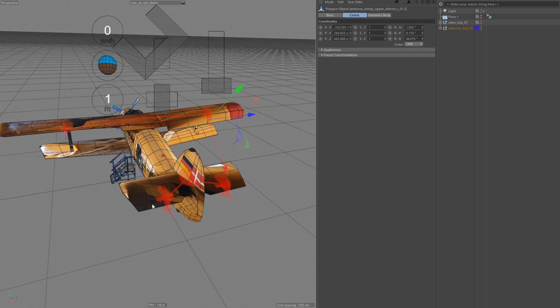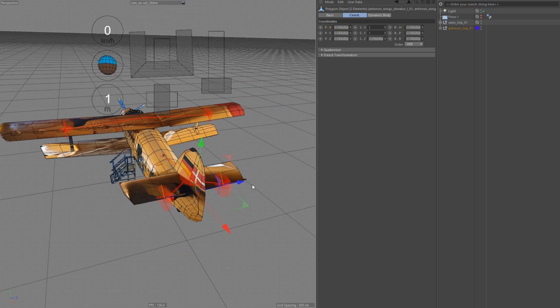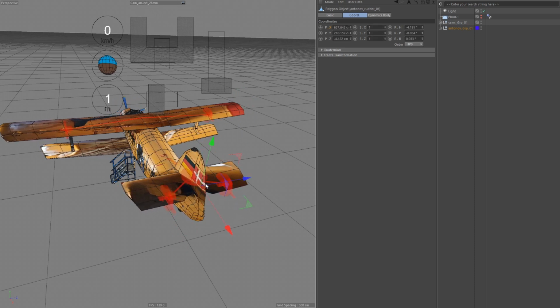the left side. Similarly, in the back, we have the elevator that controls the pitch of the airplane, and by going up and down, it either lifts or lowers the nose of the airplane. The rudder controls the yaw, so swung to the left, we turn left, and swung to the right, we go right.